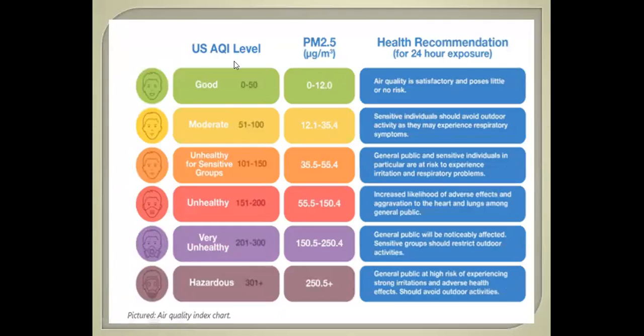For the US AQI level and the level of PM 2.5 given: if it is 0 to 50, it is regarded as good, and the level of PM is up to 12.5 micrograms per cubic meter. When it is 50 to 100, it is moderate. Unhealthy for sensitive groups is 101 to 150. When it comes from 151 to 200, it is considered unhealthy, and the level of PM 2.5 is 55 to 150 micrograms per cubic meter. When it comes to 200 to 300, it is regarded as very unhealthy, and 300 plus is regarded as hazardous.